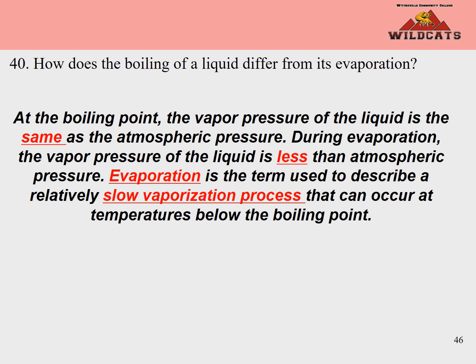How does the boiling point of a liquid differ from its evaporation? At the boiling point, the vapor pressure of the liquid is the same as the atmospheric pressure. But water will evaporate at all temperatures. During evaporation, the vapor pressure of the liquid is less than the atmospheric pressure, but it's slower, because remember, it's an average kinetic energy, so only some of those molecules have enough energy to escape. At the boiling point, pretty much all the molecules have enough energy to escape.